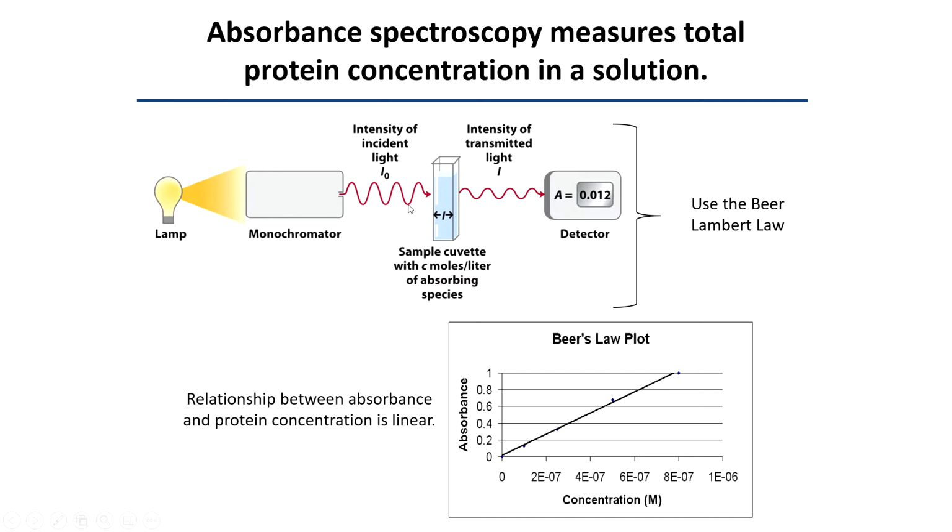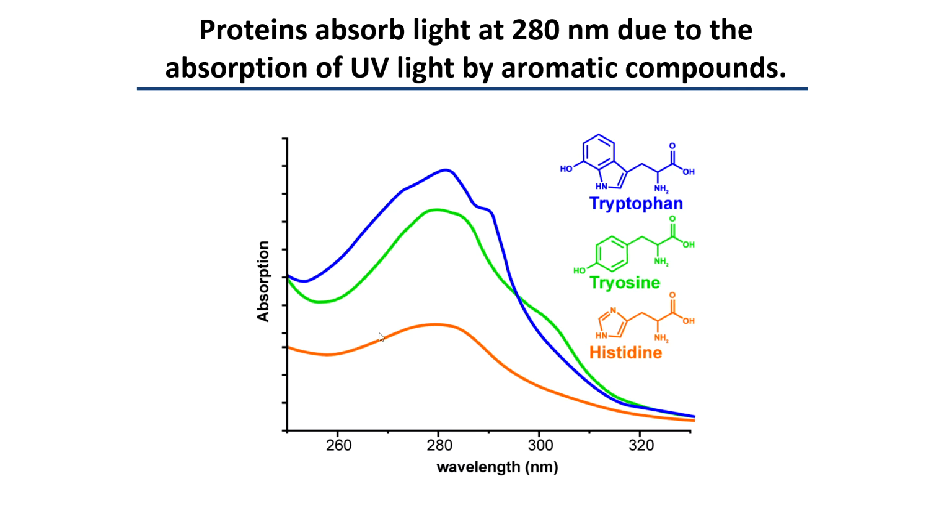You have a sample cuvette of proteins in aqueous solution, and you shine a light on that. The amount of light that is transmitted through to the detector is inversely proportional to the amount of light absorbed by the sample. And so we can measure the amount of light absorbed by the sample, and that will give us an indirect measurement of how much protein we have in that sample.